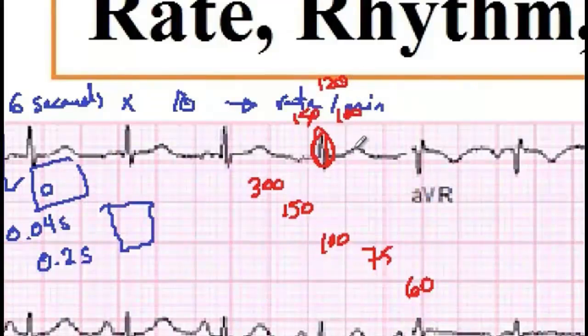So both techniques will give you the same measurements. But I like the second one better because it's much faster. Now, if you have problem memorizing these numbers, all you will have to do is divide the number 300 by the number of boxes that you're away.